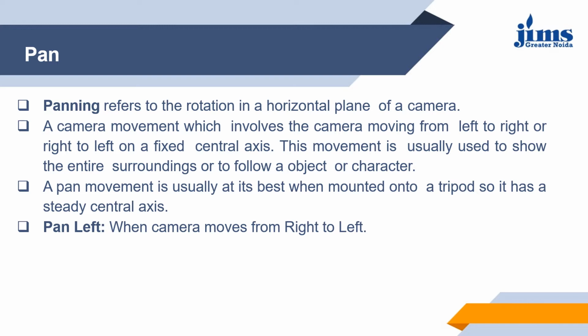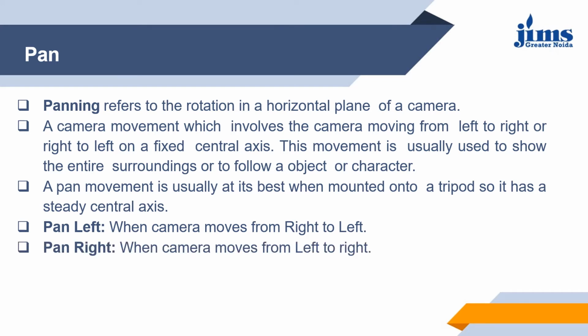Pan movement is of two types: pan left and pan right. Pan left is when the camera moves from right to left; the camera is fixed on the tripod and we are moving horizontally from right to left, extreme right to left. And pan right is when the camera is moving from left to right. There is a slight difference. Pan left means right to left, and pan right means movement of the camera from left to right.